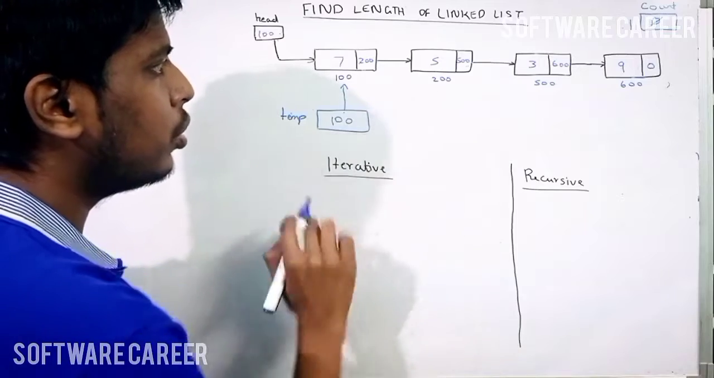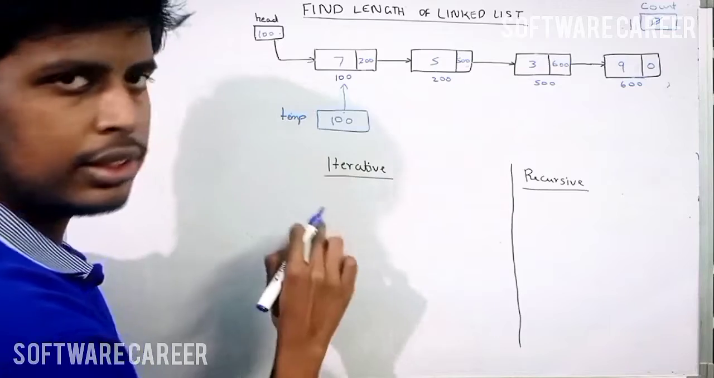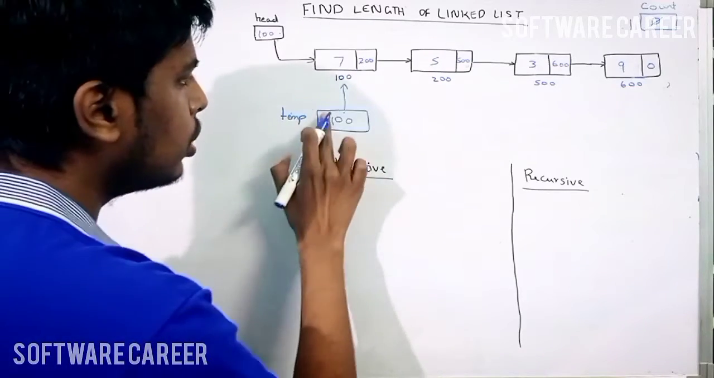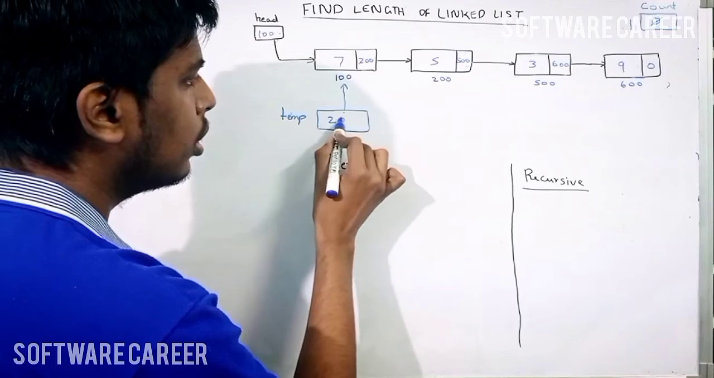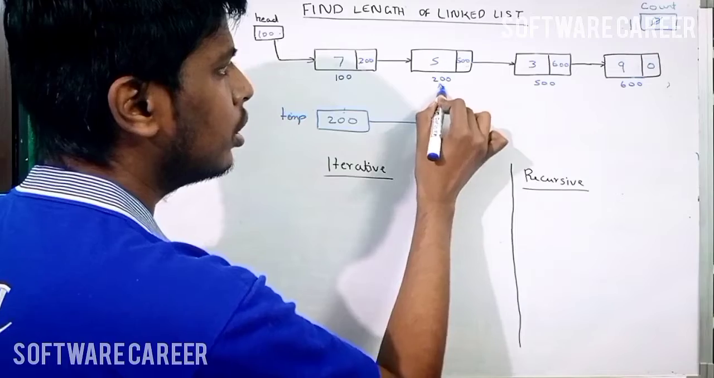How can you point it towards the second node? You should change the temp value: temp equals temp next. Temp is 100. 100's next is 200. So the value changes to 200. If you change it to 200, the pointer points towards the second node.